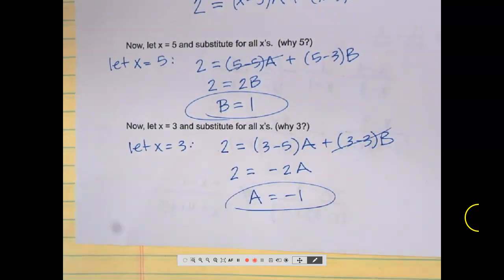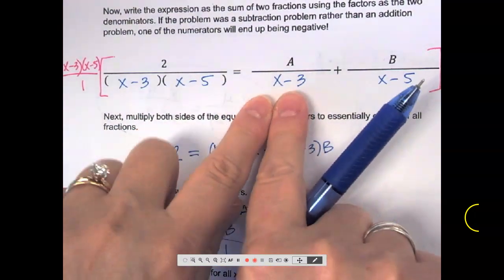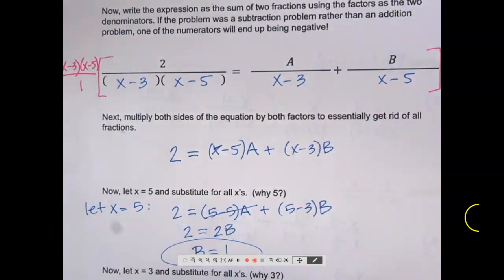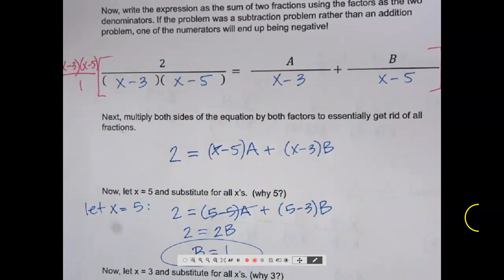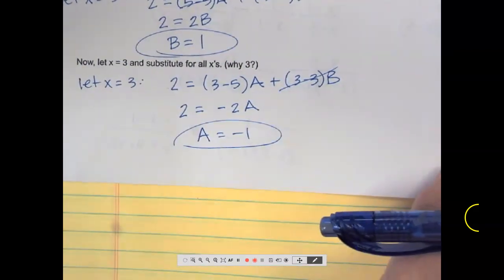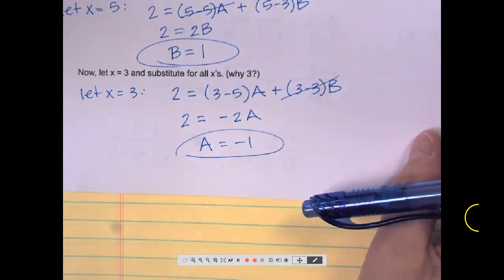Okay, so I have a question for you. What if you set this up and you put X minus 5 here under A and X minus 3 under B? Would we get different answers? No. We would not. Your A would be my B and your B would be my A. So we should end up with the same answer either way.